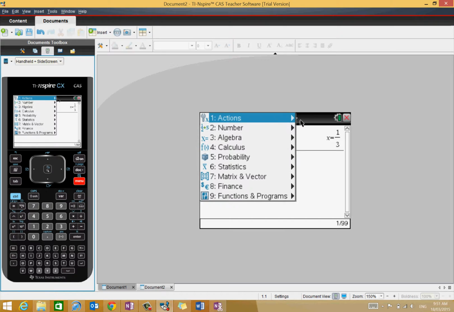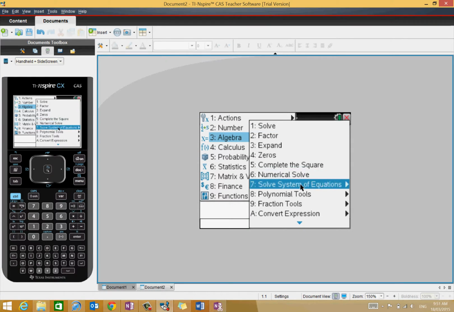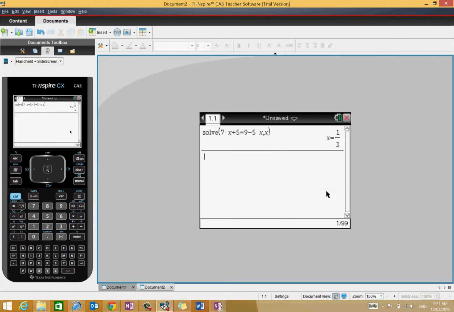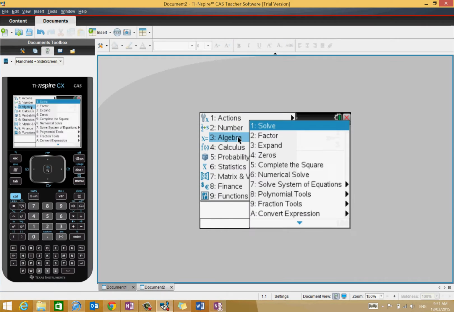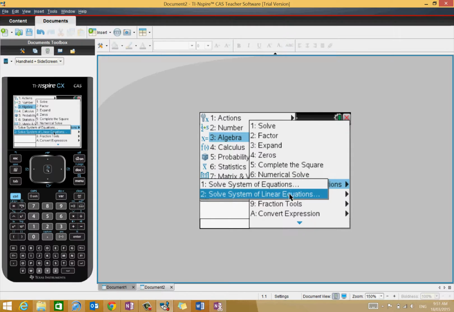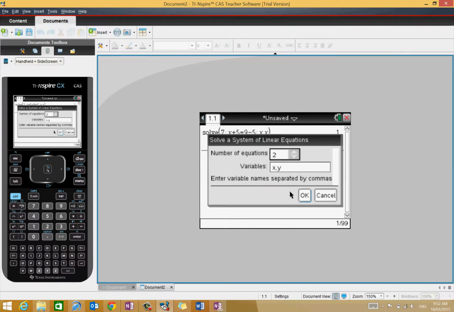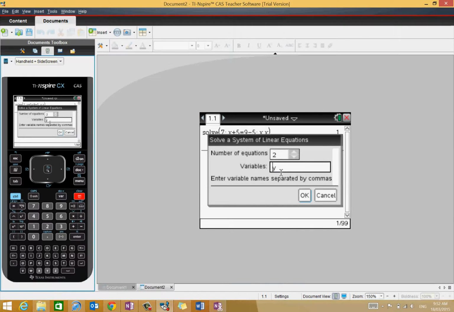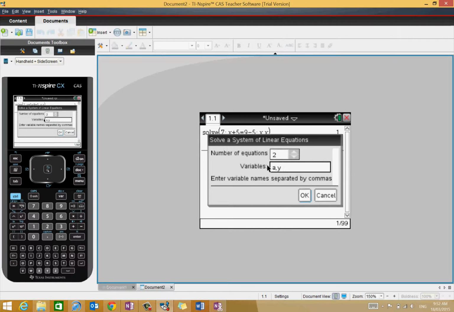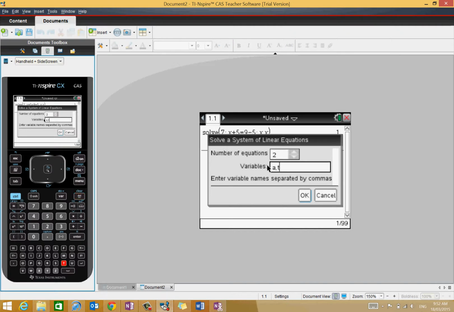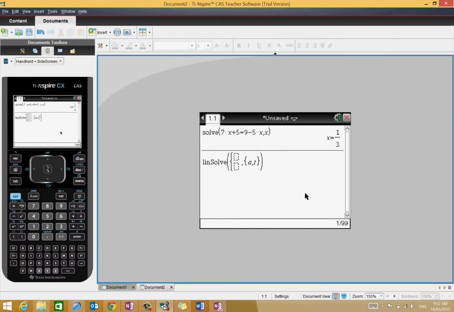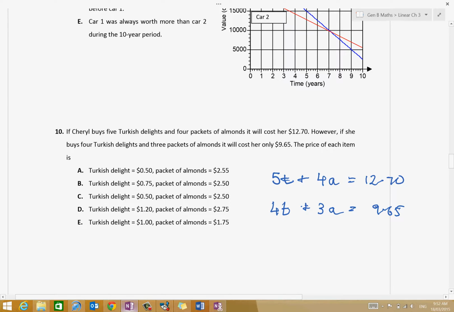All right. So we're going to go to menu, algebra, solve system of equations, solve system of linear equations. And what were our 2 variables? Let's call one a and let's call the other one t, just like we have in the question. Okay, so what was the first equation? 5t plus 4a equals 1270.